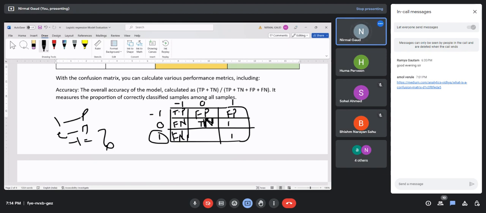What will it be? If we are considering -1, then for that case this value will be true positive, and these will be false positive, and the one below will be false negative, and these four will be true negative. But when we consider 0 and -1, then we have to do something different.